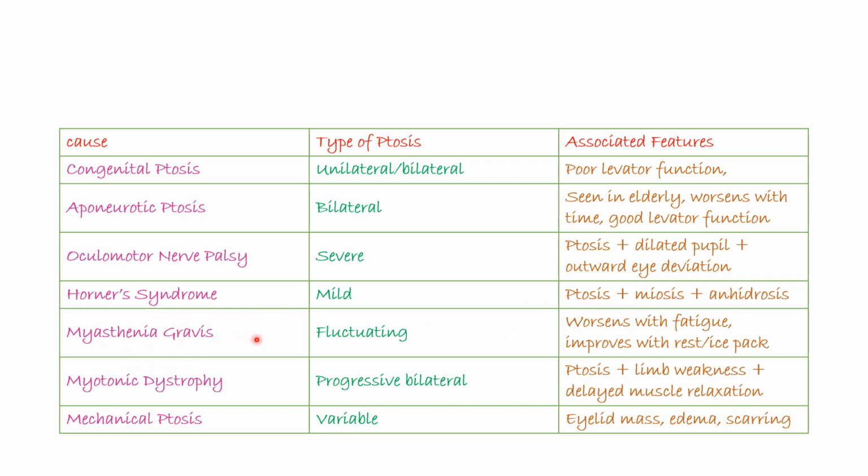Myasthenia gravis, as we said, is fluctuating and usually worsens with fatigue, however improves with rest or an ice pack. Myotonic dystrophy is usually progressive and bilateral, and it is associated with ptosis and limb weakness, and you may have delayed muscle relaxation. Mechanical ptosis is usually variable, and this is when you have an eyelid mass, which could be edema or scarring, or a mass such as a tumor.